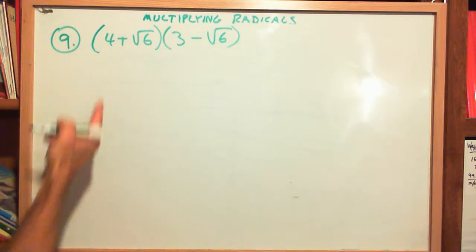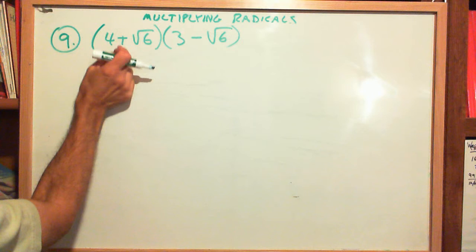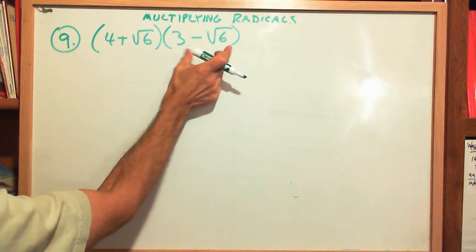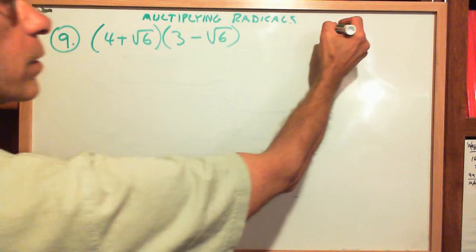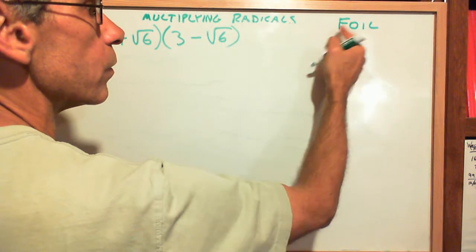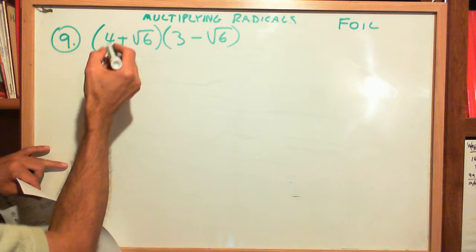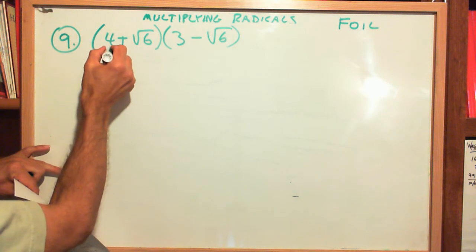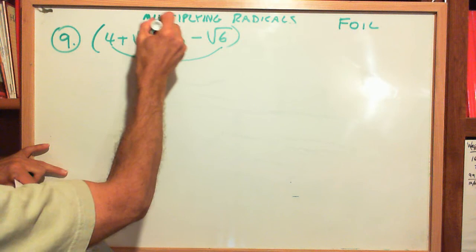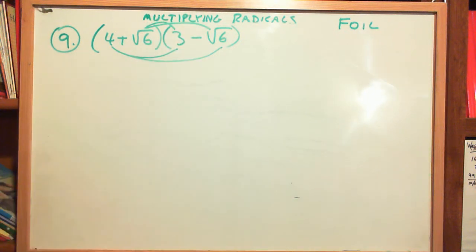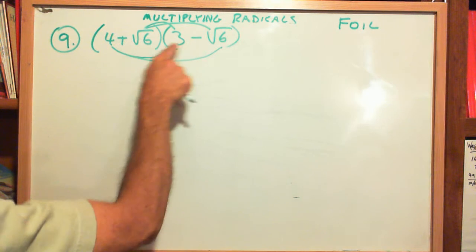Okay, so this is a binomial. Remember, binomials are 2 terms that are separated by a plus or a minus sign. That's a binomial. That's a binomial. So I'm going to FOIL. This is what I'm using. FOIL. First, outside, inside, last. Which is the same as saying, okay, it's this times this, and this times this, and this times this, and this times this. This times these two, and then this times these two.